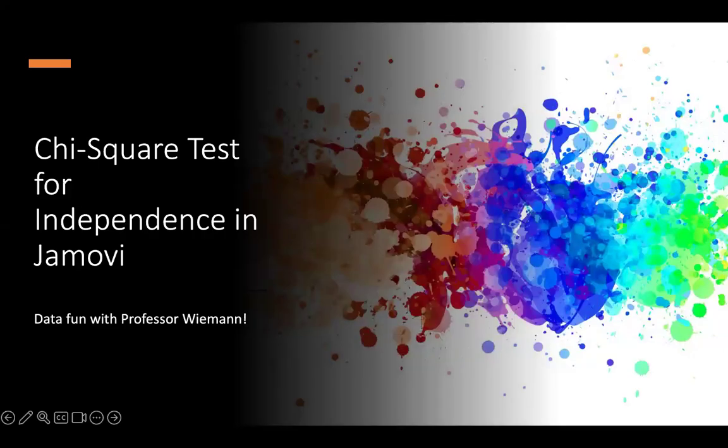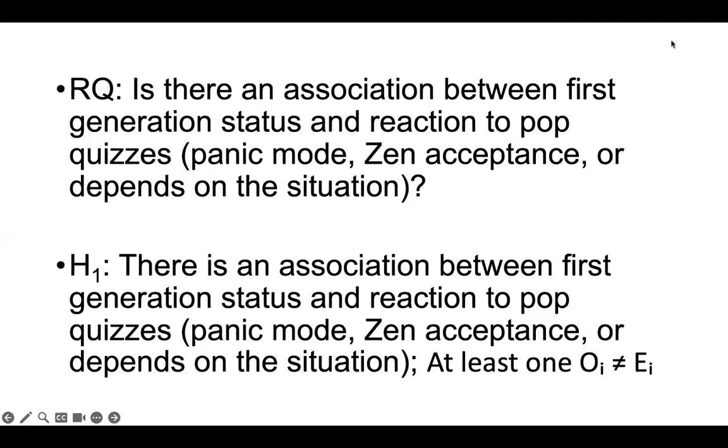Hey all, Professor Wyman here, and I'm going to talk about how to conduct the chi-square test for independence in Jamovi. This is also known as the chi-square test for association. So the chi-square test example I have is: is there an association between first generation status and reaction to pop quizzes?